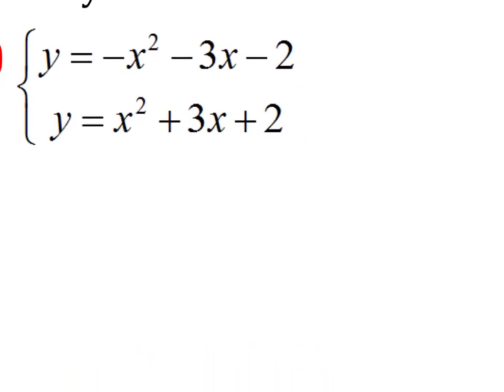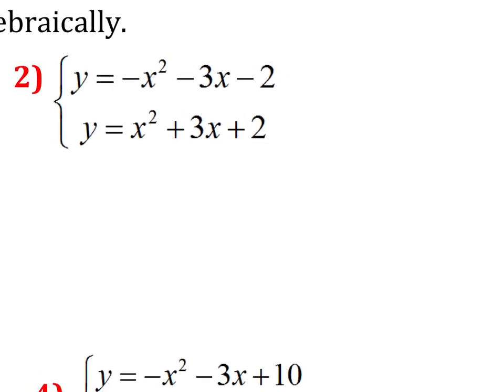Negative x squared minus 3x minus 2 and x squared plus 3x plus 2. Well, it looks like these are just complete opposite functions of one another. So if I were to do elimination, I think I'd get a 2y equals 0. So I'm thinking some stuff might cancel out, or that I might get a y value of 0. But let's wait and see.